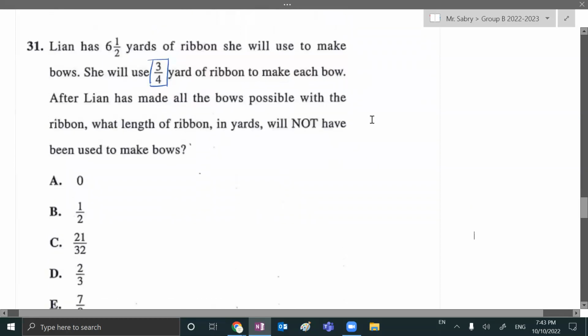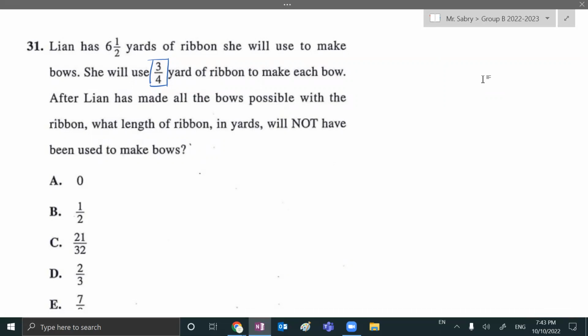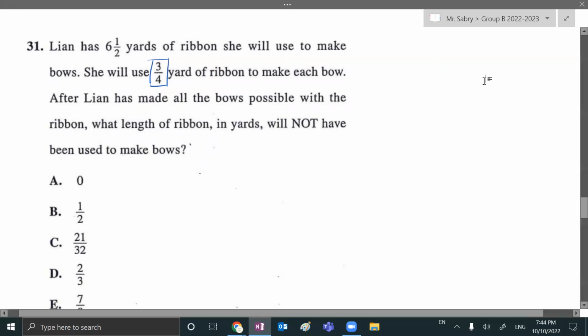She used, multiply 3 over 4 with 8. No, not my point. My question is, what's the question? She uses 3 over 4 yards of ribbon to make each bow. Okay, that's good, and she has a total of 6.5 yards. Awesome. So I know the number of bows she can create. I can easily find them, which is 8, as you said. Then what's the problem? What length of ribbon in yards will not have been used to make bows?